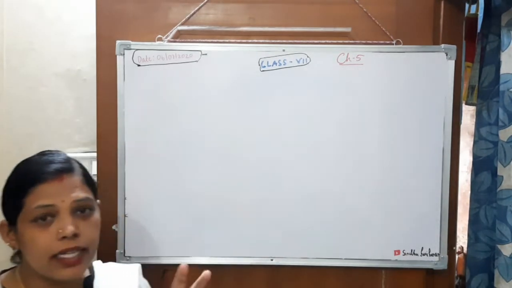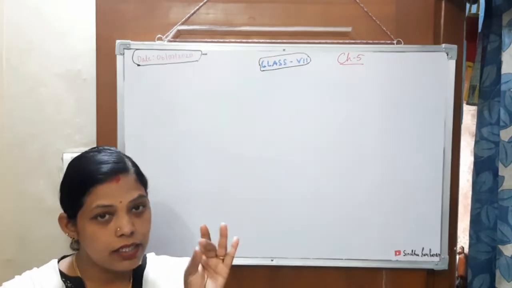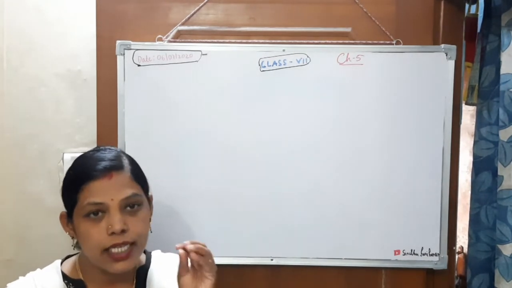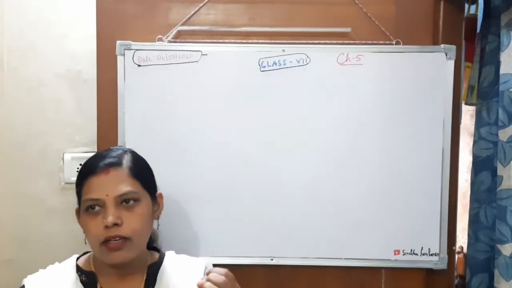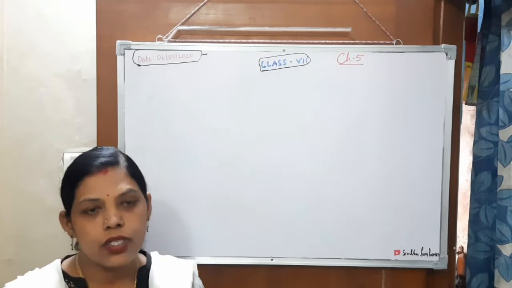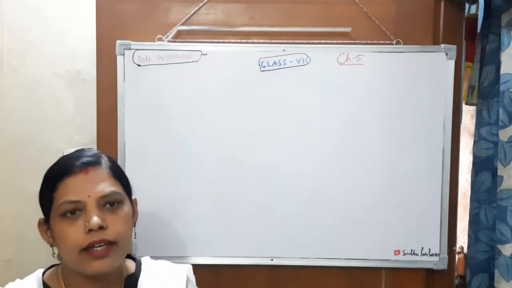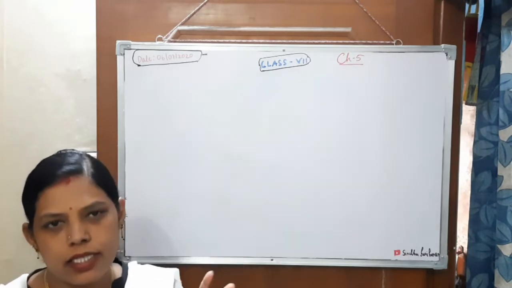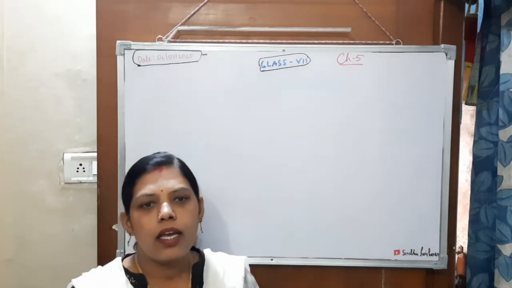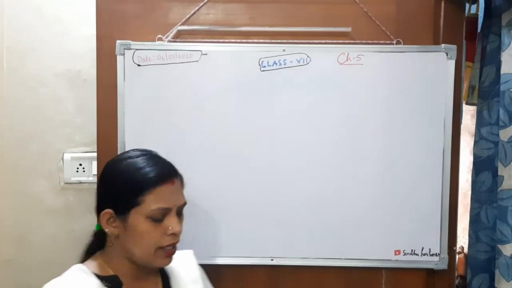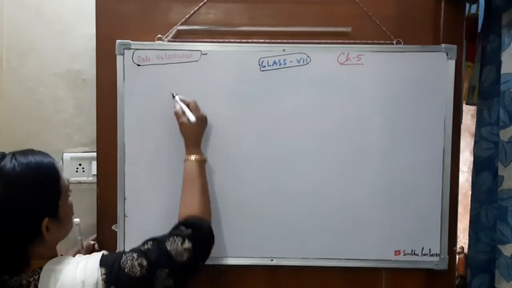And then what are the properties you learned about acids? First, taste: they are sour in taste. Generally the acids are colorless. And they are good conductors of electricity when they are in solution. So they have many properties. Today you are going to learn about the uses of acids.